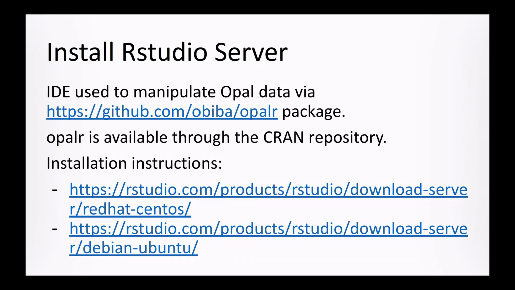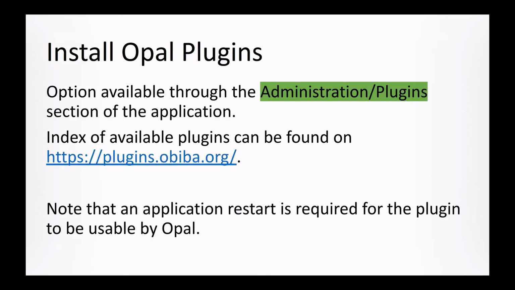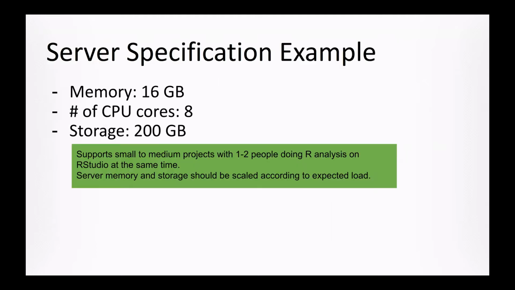Opal R provides a series of APIs enabling you to communicate to Opal, search for variables, extract, or push data to Opal. Opal provides a series of plugins to augment its import-export capabilities. The list of these plugins can be found under the Administration plugin section, or you can follow the link to plugins.obiba.org.